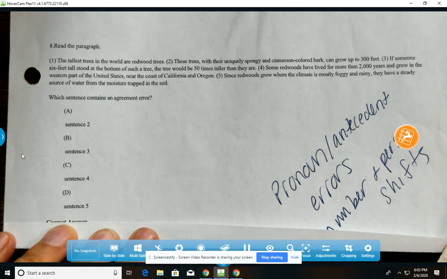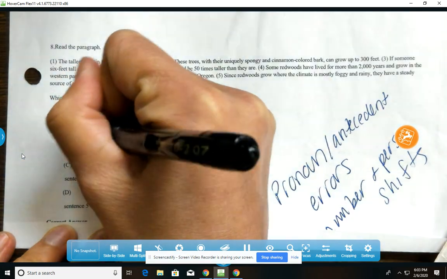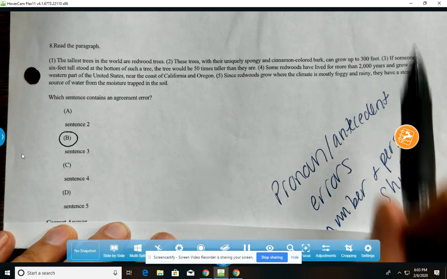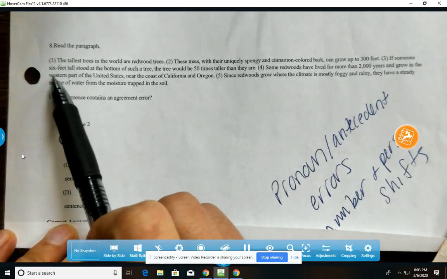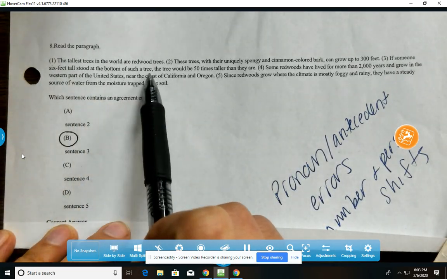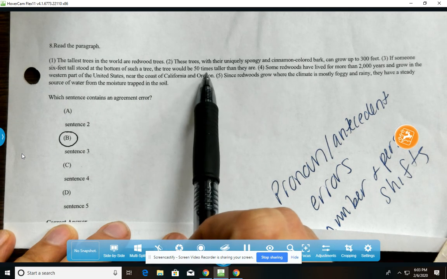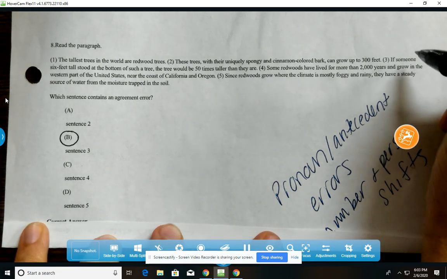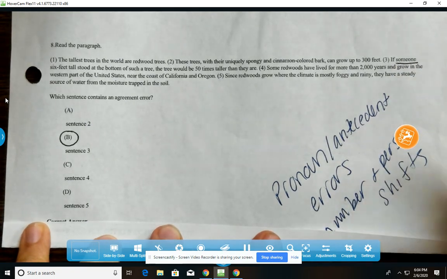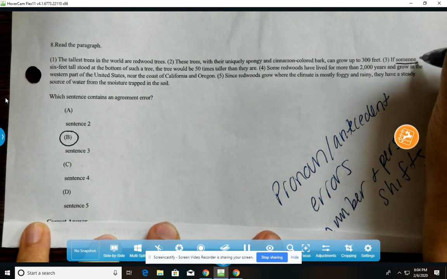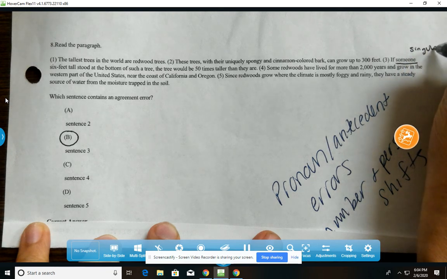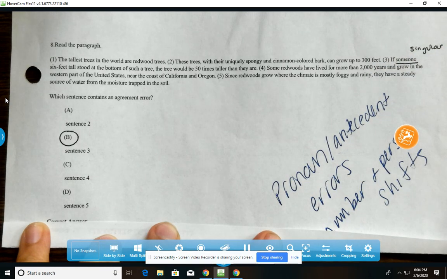Well, the correct answer for this one is B, sentence 3. Let's look at what's wrong with sentence 3. It reads, if someone 6 feet tall stood at the bottom of such a tree, the tree would be 50 times taller than they are. Now, if we look at the subject here, which is a pronoun, the pronoun someone, one thing we need to know about the pronoun someone is this keyword one, meaning singular. This pronoun is singular in number.